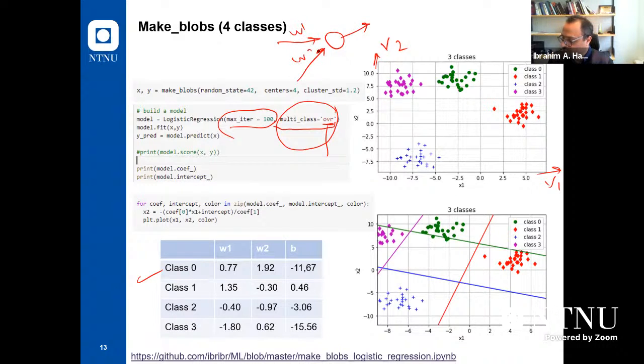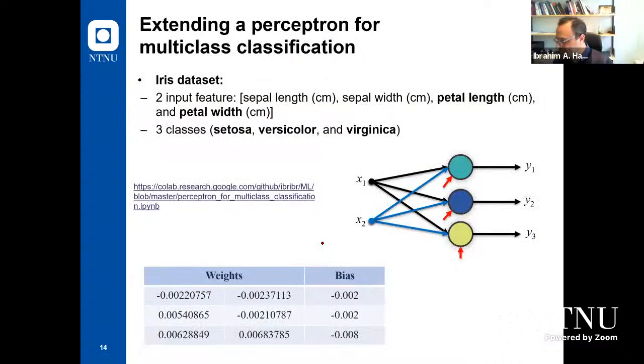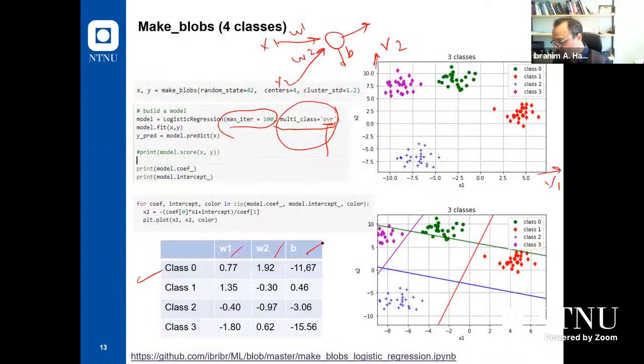Omega 1, omega 2, x1, x2, and we have here a bias. So we will get one of those models for each class. We should expect 4 models: 1 for class 0, 1 for class 1, 1 for class 2, 1 for class 3. This is omega 1, omega 2, bias, and we can plot those decision lines. So it's one set of algorithms which we needed to test, and now we are done with it, finishing with multi-class classification.